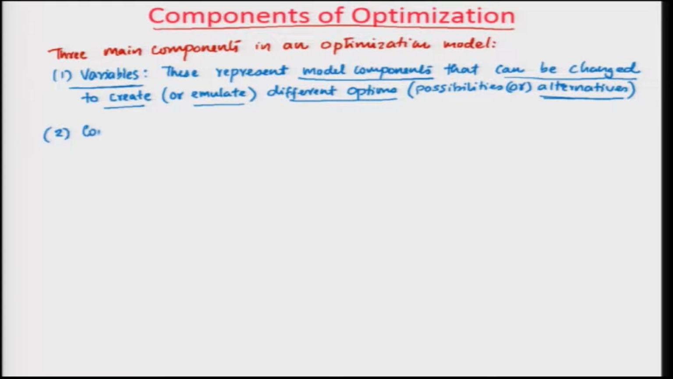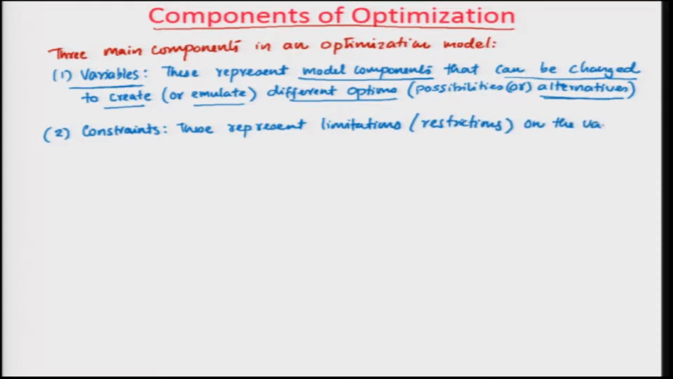The second one is what we call constraints. Constraints represent limitations or restrictions on the variable. When you say limitations or restrictions, I'll give you a simple example so that it makes sense to you.